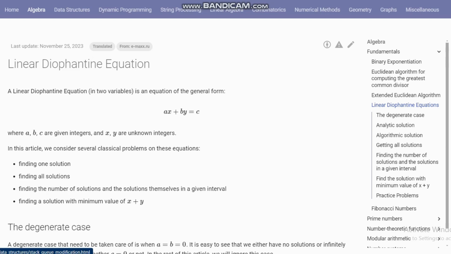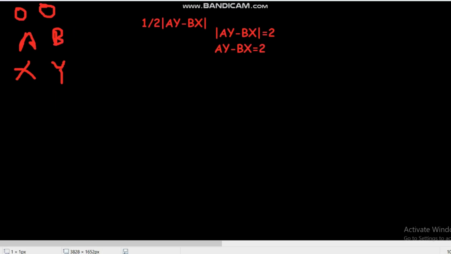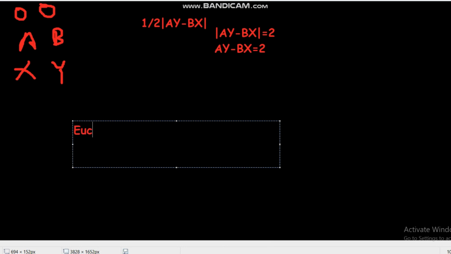If any equation is in such form, ax plus by equals to c, and if a solution exists, we can find it using the extended Euclidean algorithm. I hope you all know about Euclidean algorithms. So what is the Euclidean algorithm?